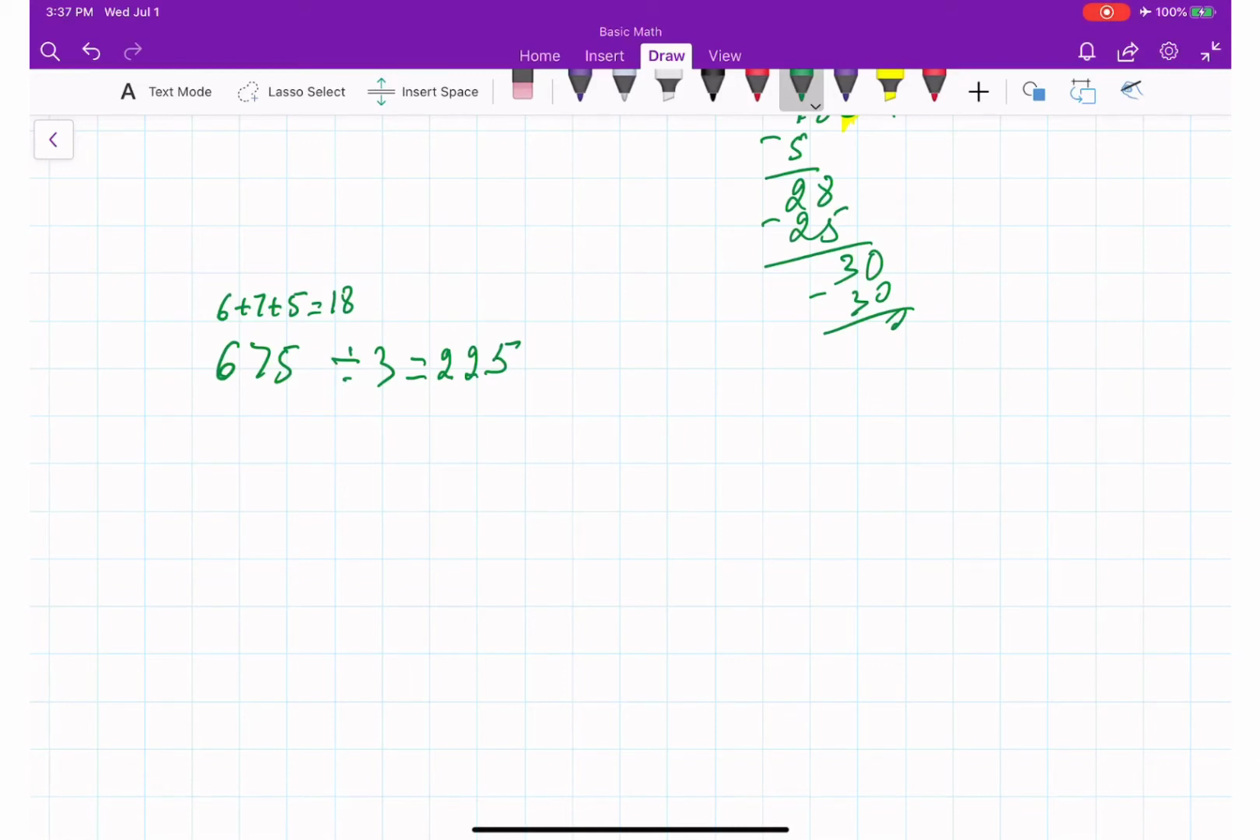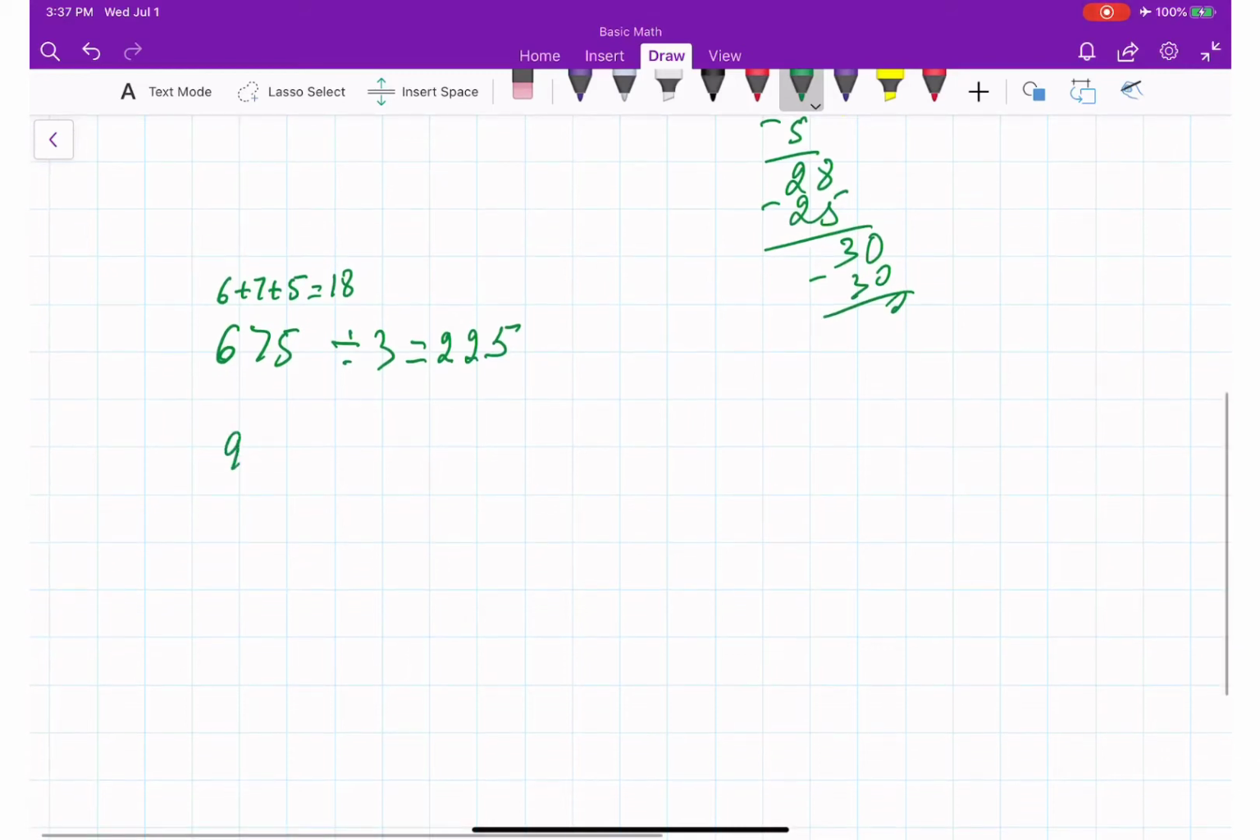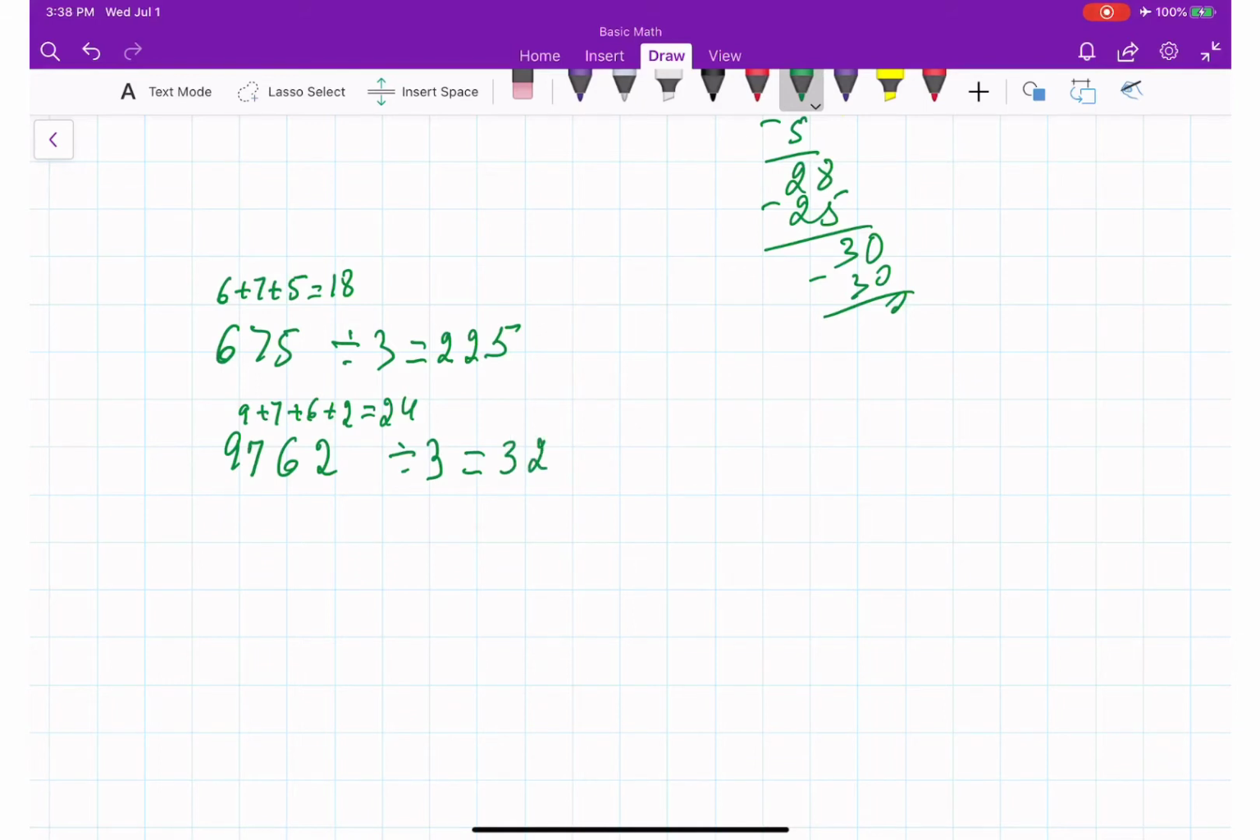Another example, 9762. Let's see, 9 plus 7 plus 6 plus 2. What do we get? 9 plus 7, 16. 16 plus 6, 22, 22 plus 2, 24. Is 24 divisible by 3? Yes, which means we can divide this number by 3. So we get 9 divided by 3 is 3, 7 by 3 is 2, remainder 1, 16 by 3 is 5, remainder 1, and 12 by 3 is 4.